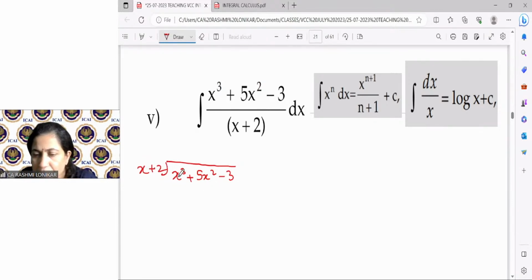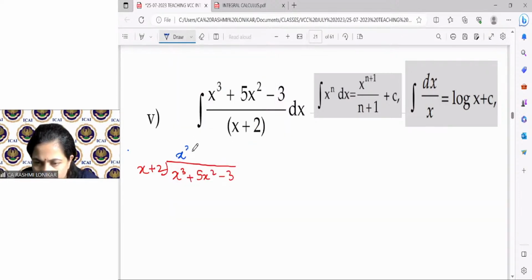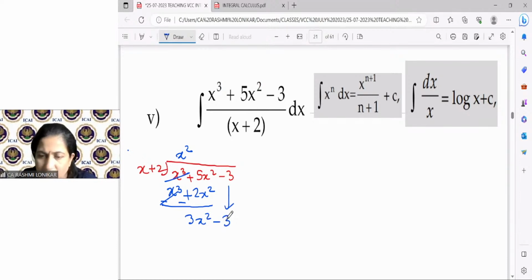Now this is x cube. So I must multiply with what? x square. x square into x gives me x cube. x square into 2 will give me 2x square. Minus, this gets cancelled. 5x square minus 2x square is 3x square. This minus 3, I bring it down, it becomes minus 3.